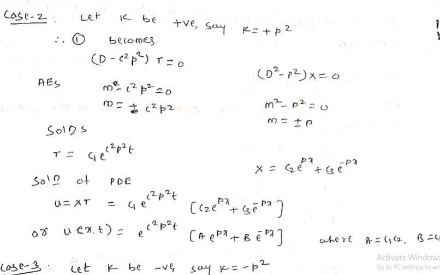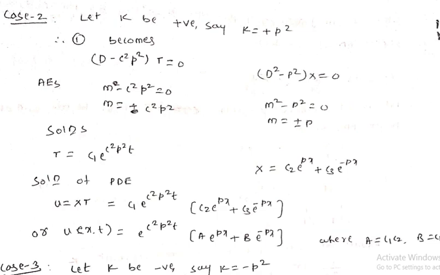Now case number 2, k equal to plus p². So use k equal to plus p² in equation number 1. Equation 1 becomes (D − c²p²) T equal to 0, or m − c²p², where D is replaced by m, and after dividing by T on both sides, T will cancel out. So m is equal to c²p². So its solution is capital T equal to c1 e^(c²p²t).